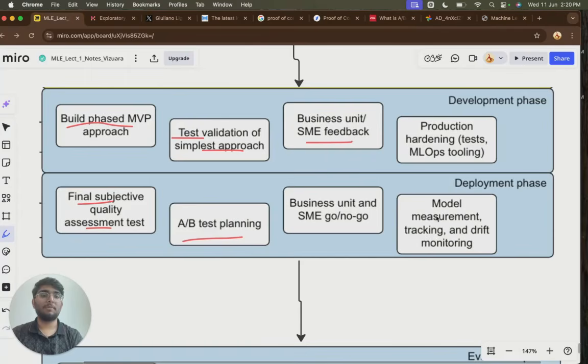Next will be model measurement, tracking and drift monitoring. This all is in the project commit part. So when you are committing the final project, this all will help you.